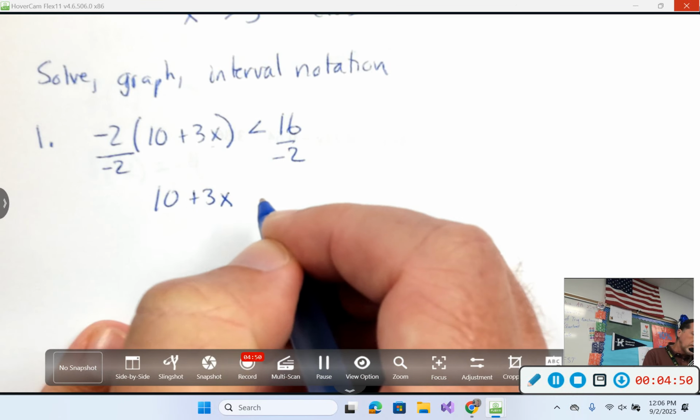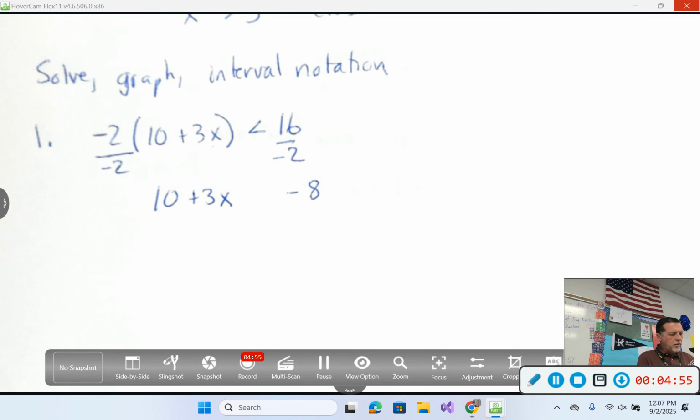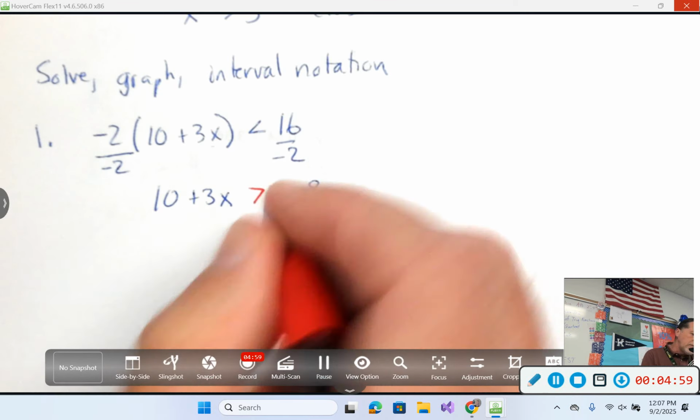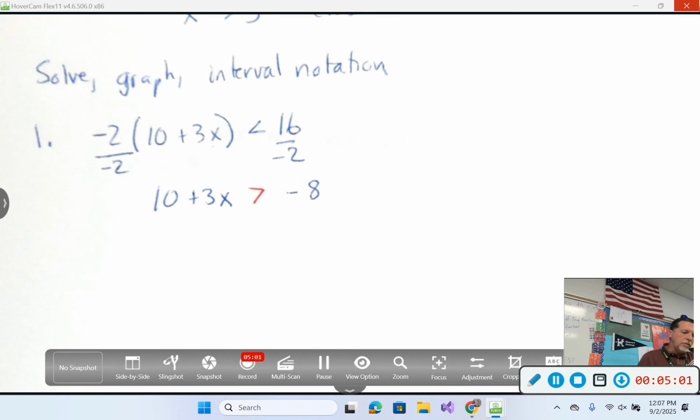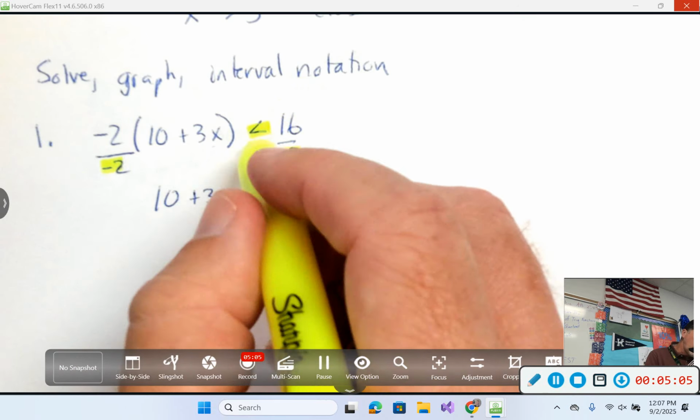So 10 plus 3x, -8. Why did I pause right there and not say anything? Got to flip that inequality around. If you divide by a negative, then you got to change the inequality.